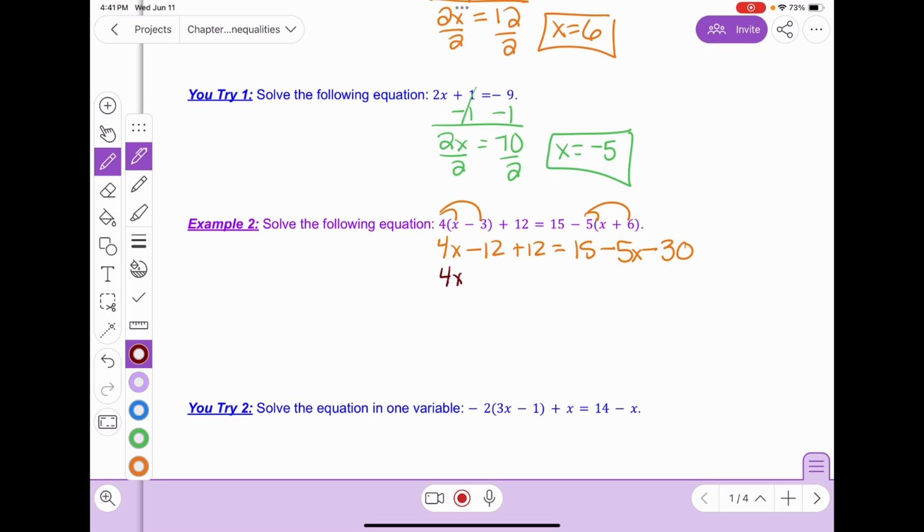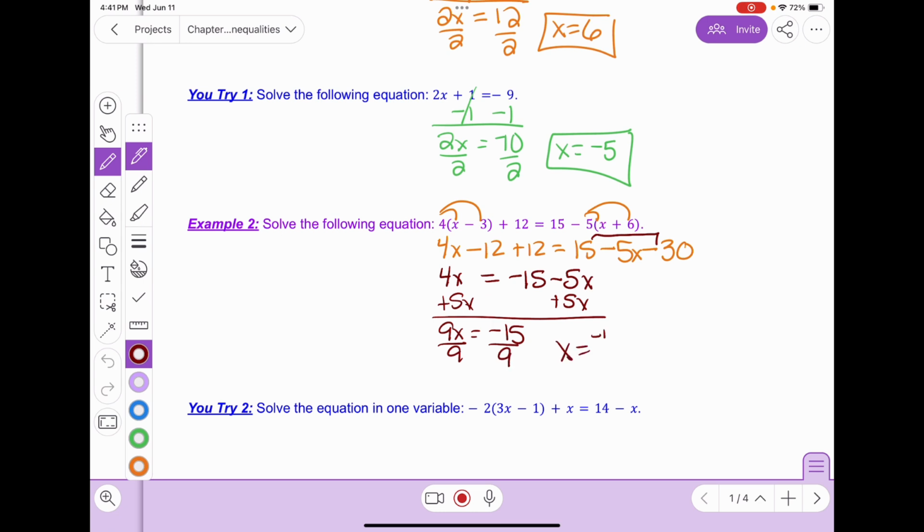So negative 12 plus 12 cancels out. And then 15 minus 30 is negative 15. And now we have just like the other ones. So I'm going to add 5x to both sides to get the x's on the same side. So 4x plus 5x is 9x, sorry. Then divide both sides by 9.